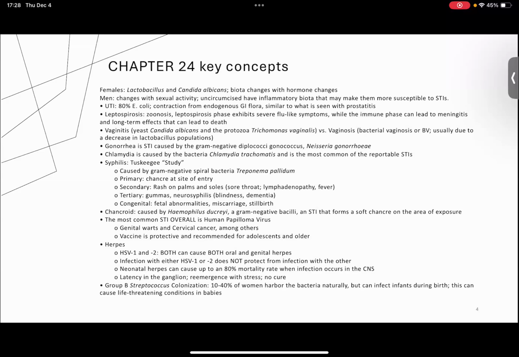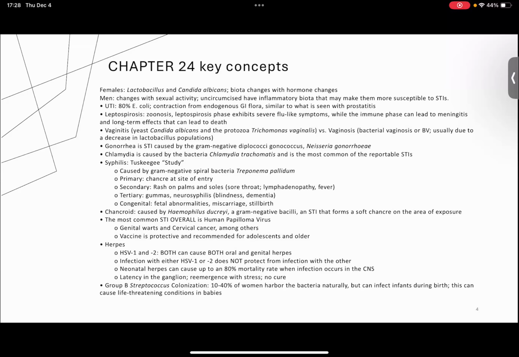Streptococcus species here are a normal part of the microbiome. About 10 to 40% of women harbor them naturally as part of their microbiome, but they can transmit those bacteria to the baby during birth. It's not outgrowing or anything abnormal in the woman. It's just existing in the woman.